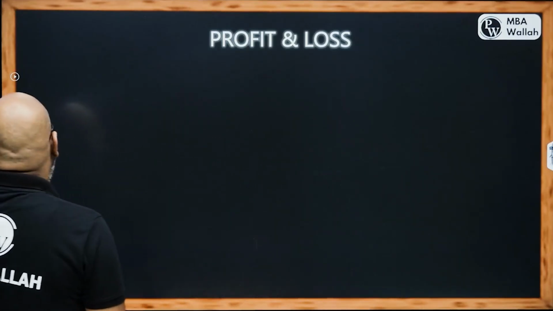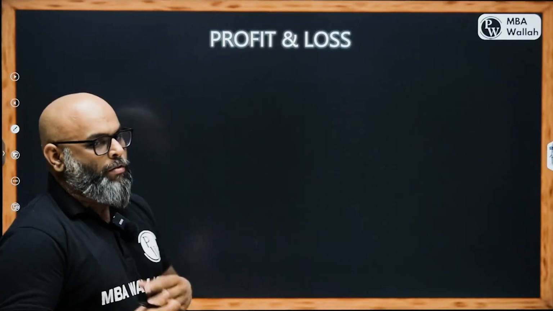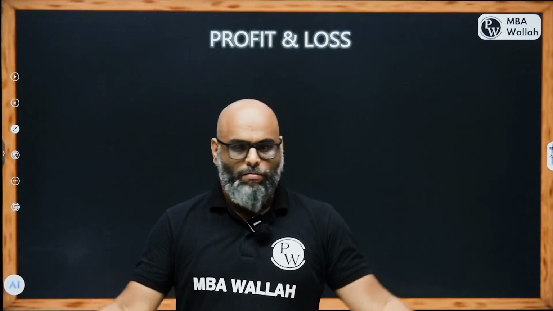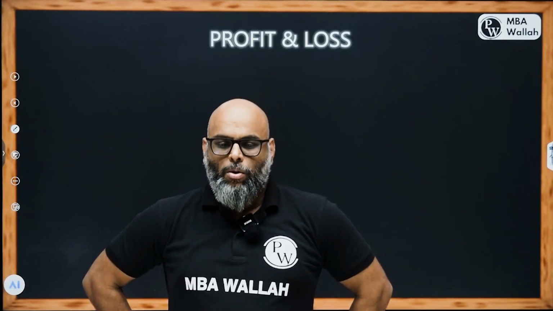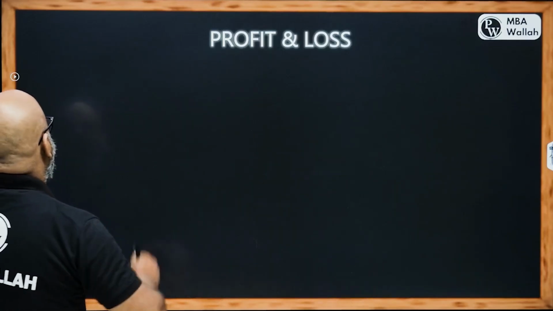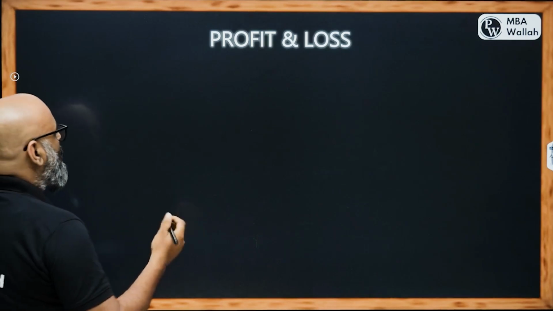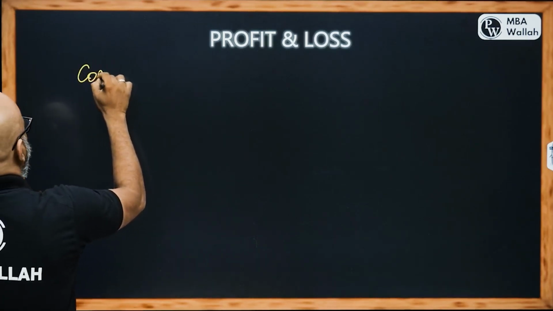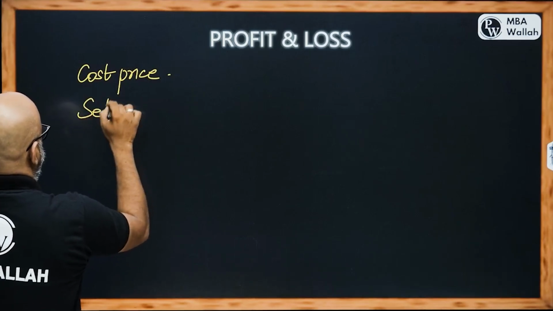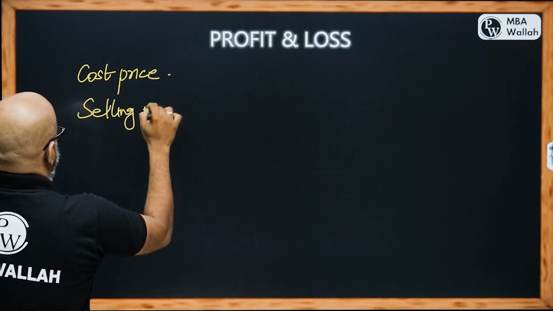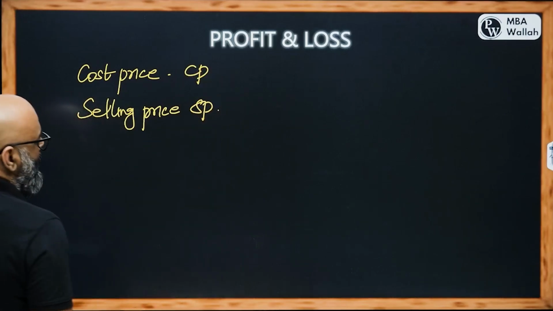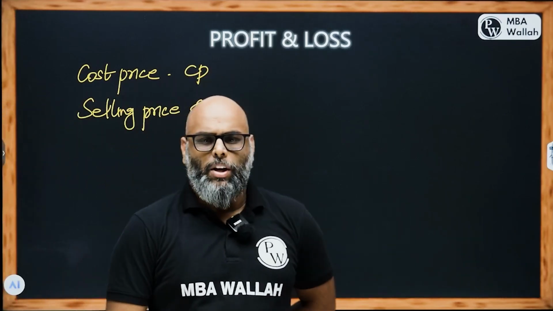So what are the important terminologies that come in profit and loss? Obviously we understand what profit is and what loss is. We have learned that in our school life. Now to elaborate it better when it comes to your quant syllabus, we extensively have two words called cost price, CP, and selling price, SP. So what is a cost price and what is selling price?